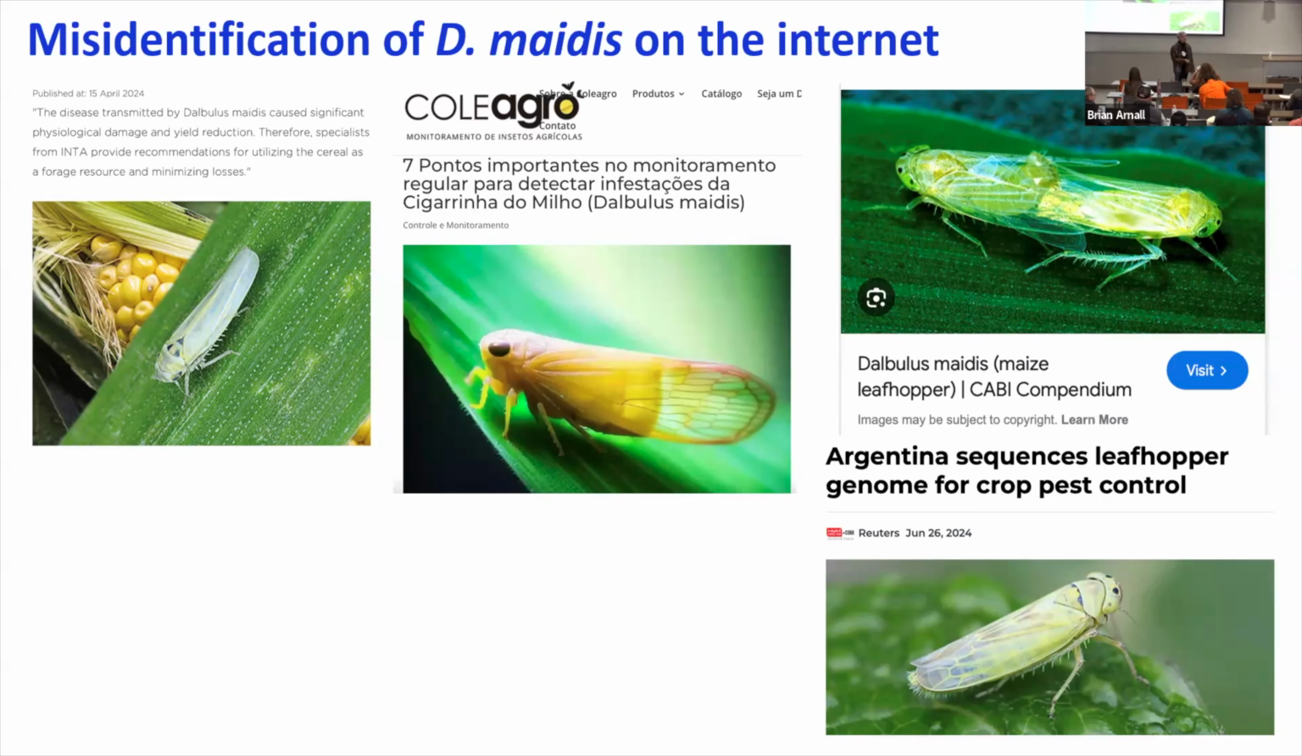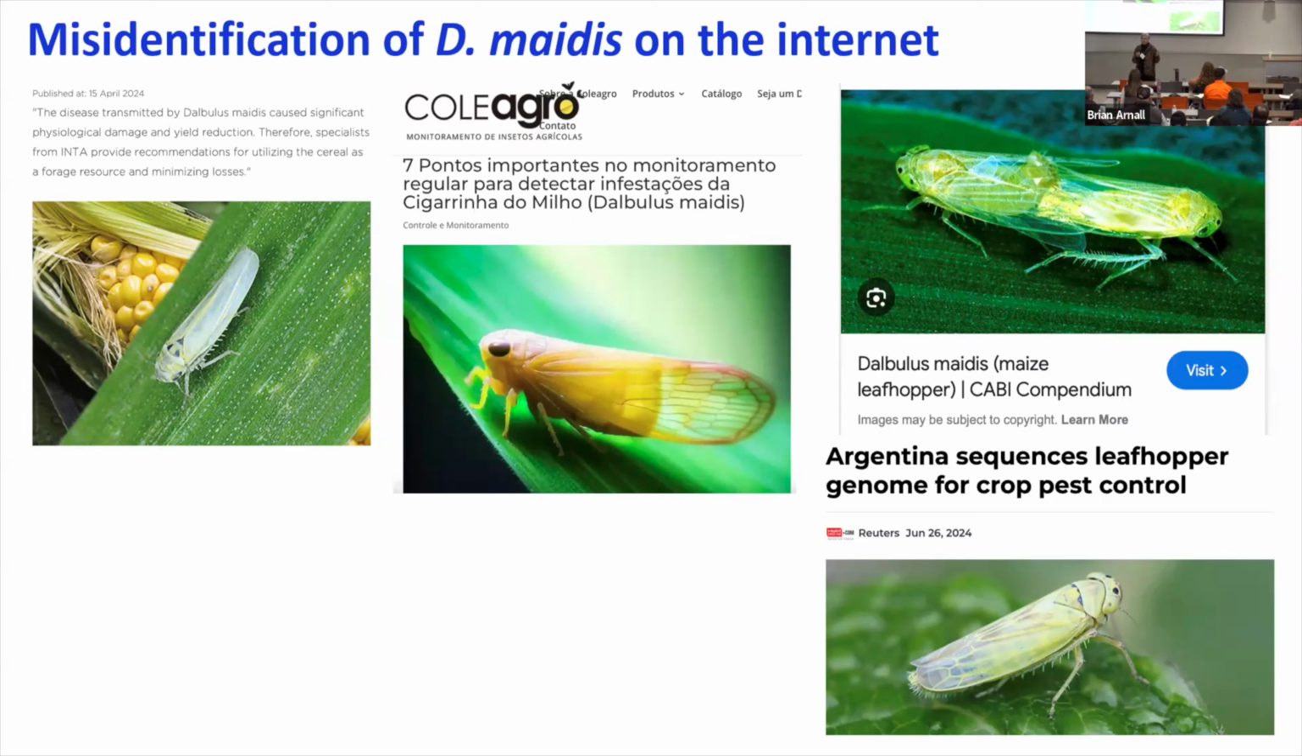It's important to go to a source that you can trust. These are just a couple examples. This website from South America, this is about Balclutha species. It's not Dalbulus. And here's one that identifies Dalbulus maidis, but that's clearly not even a leafhopper. This is a planthopper. And then here's two images. These are Dalbulus. I've seen them, but they've been colorized. They're green in these images. Dalbulus is not green. They don't have any green coloration whatsoever. And so it can be misleading.